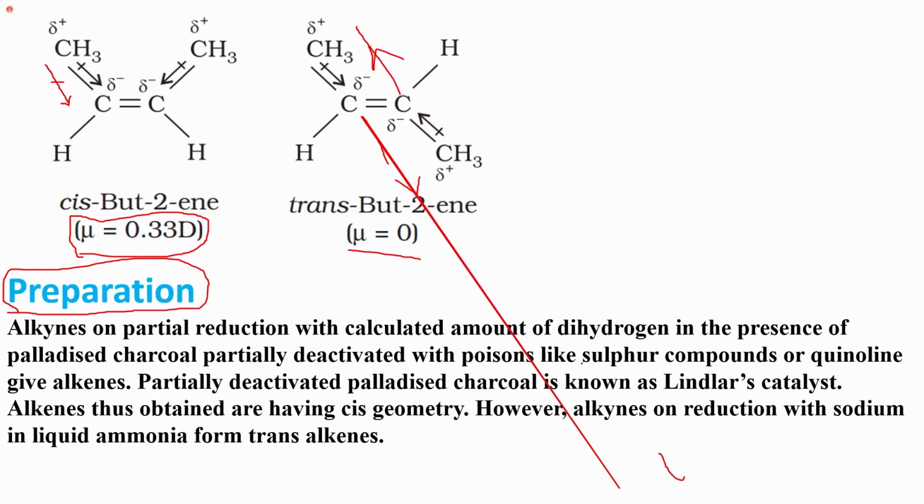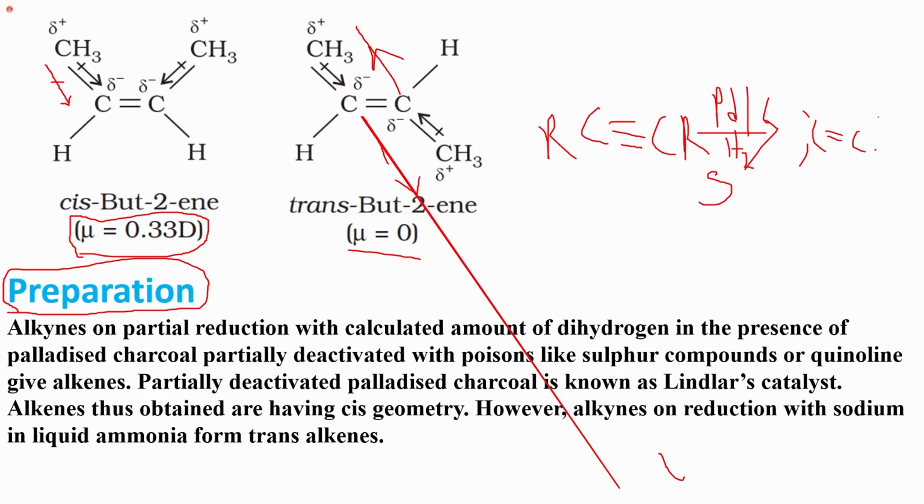Why do we have to use a poisonous sulfur compound or quinoline compound? Because if you don't, let's say you start from any alkyne moiety, I'll come to the example. If you start from this kind of alkyne with R and R, it will never stop at this stage. If you use palladium, charcoal, and hydrogen along with a poisonous compound like sulfur or quinoline, you can stop the reaction in the alkene step.